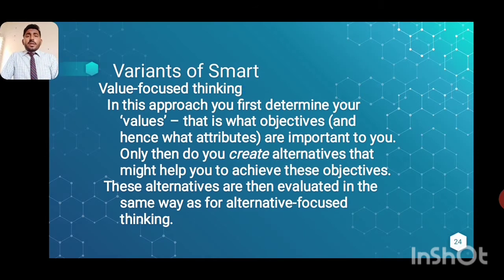Variant of SMART: value-focused thinking. In this approach, you must first determine your values, that is, what the objective is, and hence what attributes are important to you. Only then do you create alternatives that might help you to achieve these objectives. These alternatives are then evaluated in the same way as for alternative-focused thinking.